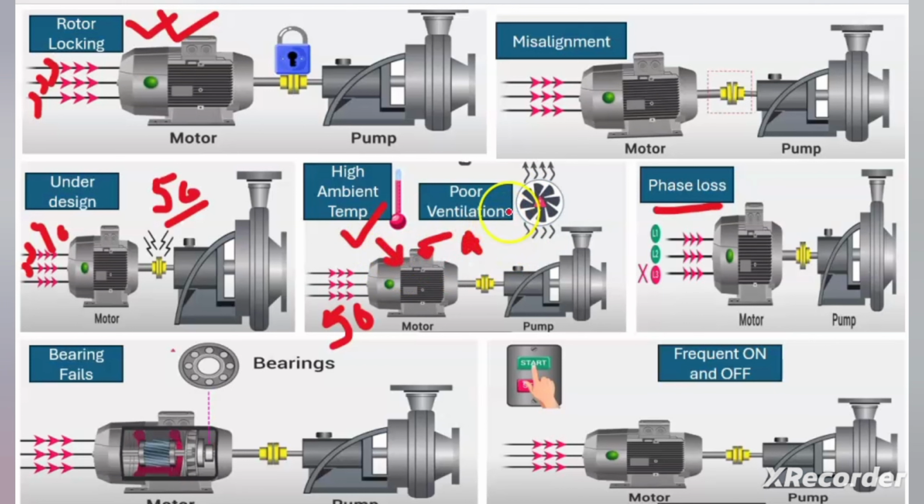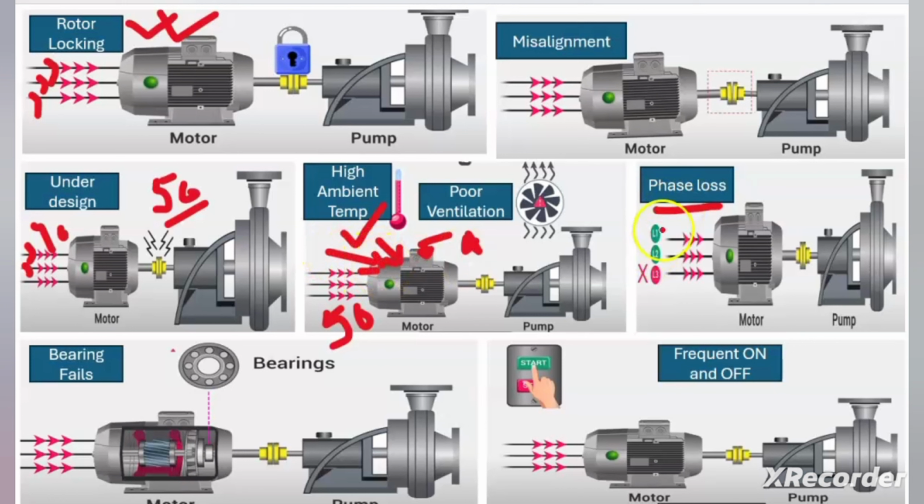The other reason is poor ventilation. Suppose the ambient temperature is okay, but the heat which is generated by the motor during operation has no path to dissipate into the atmosphere. Then the heat will keep on adding in that room where the motor is running, and after a certain interval of time, the motor gets abnormally heated, which leads to motor overheating.